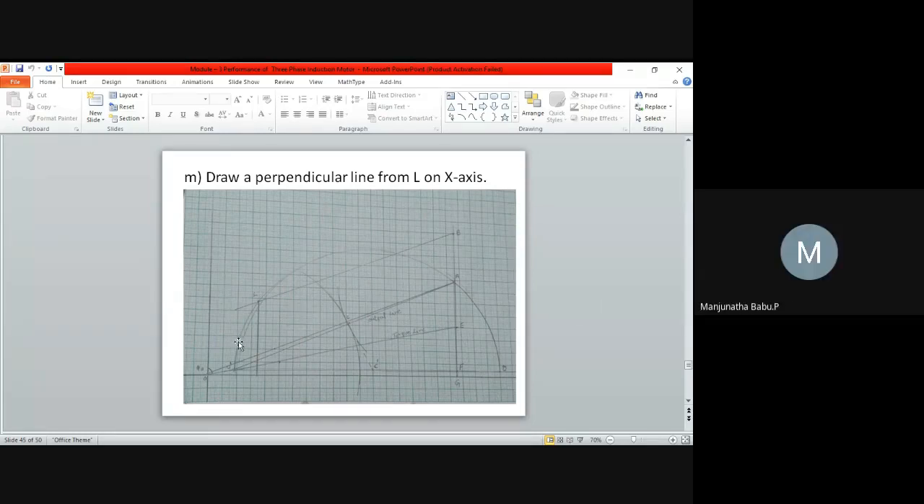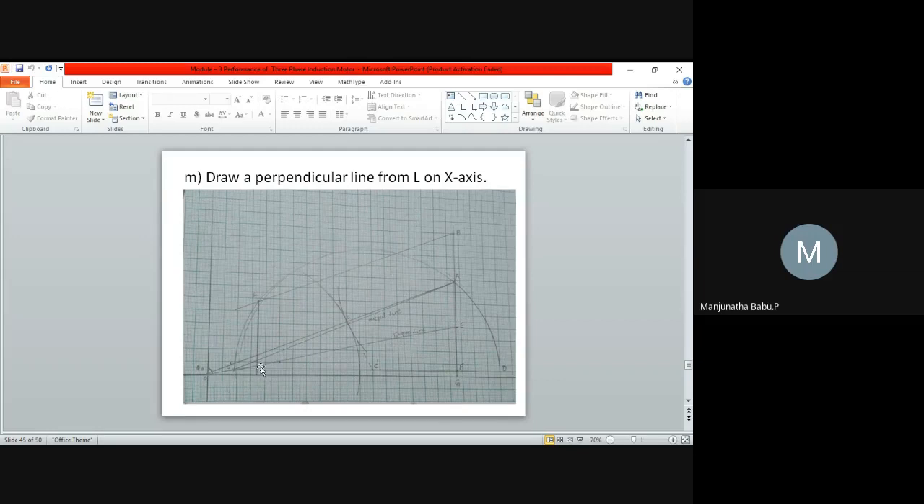Okay, so now you can see the vertical line you have drawn from L to the x-axis. One point we are getting on the x-axis, another point on a horizontal line, that is O dash D. Another line is touching the torque line, and another point you get on the output line. So these 4 points are more important: the line crossing the output line, the torque line, the horizontal line parallel to the x-axis, and the x-axis line.